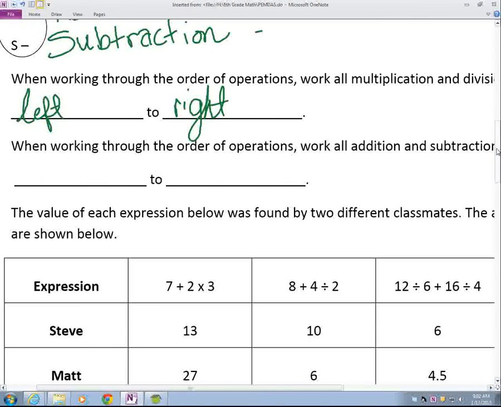And similarly, when working through the order of operations, when you're at the step for addition and subtraction, that's why those two are circled. That one as well goes left to right.